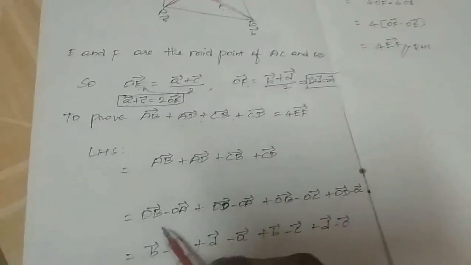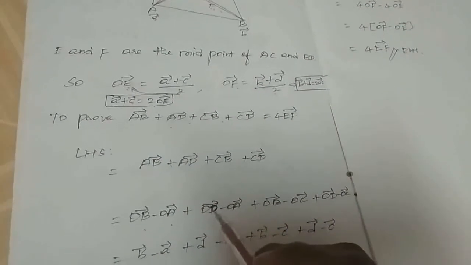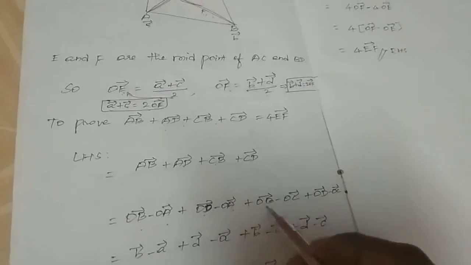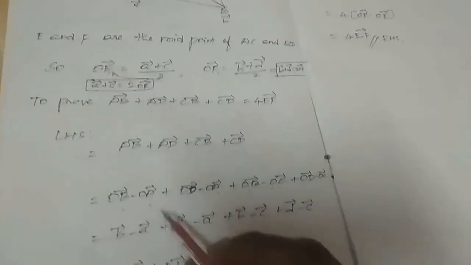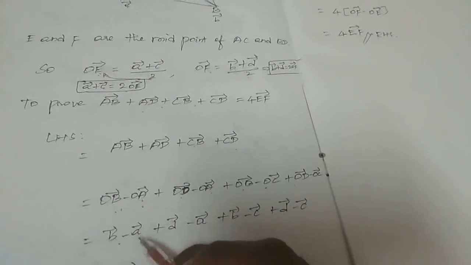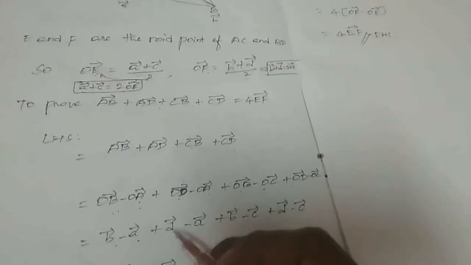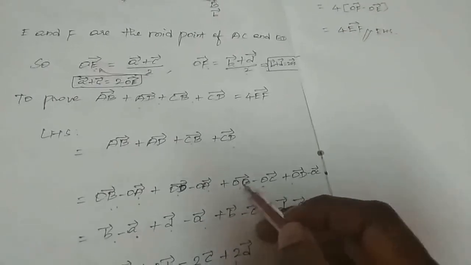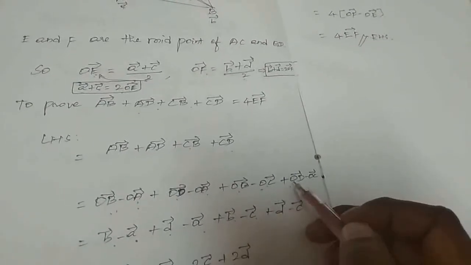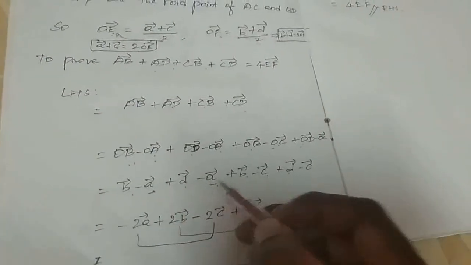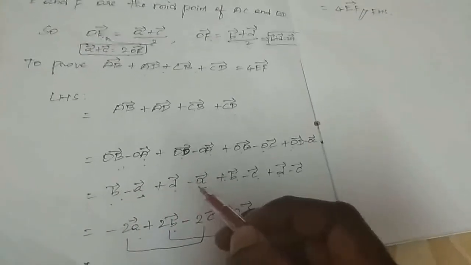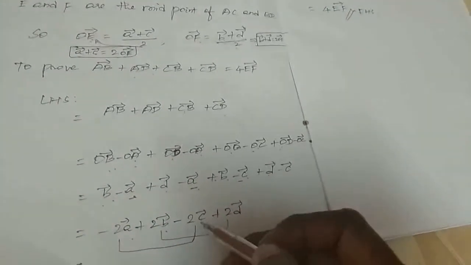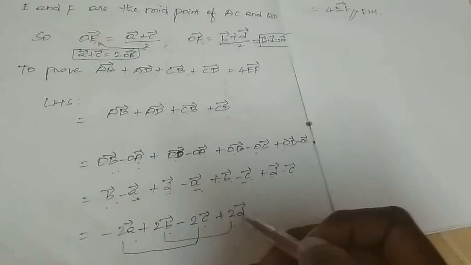Here AB vector, how to write? OB minus OA. AD vector, how to write? OD minus OA. CB vector, how to write? OB minus OC. CD vector, how to write? OD minus OC. Now OB means B vector, OA means A vector, position vectors. OD means D vector, OA means A vector. OB means B vector, OC means C vector. OD means D vector, OC means C vector. Okay, so minus A equal to minus 2A, plus B equal to plus 2B, minus C equal to minus 2C, plus D equal to plus 2 times D.